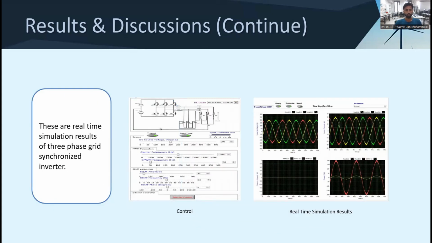These are the results from the FPGA or real-time simulation that we have done in FieldLab. These results are with filtration and synchronization, when we have used filters in order to remove the ripples from the output voltage waveform, and when we have synchronized the output voltage waveforms and current of the inverter with the grid voltages.